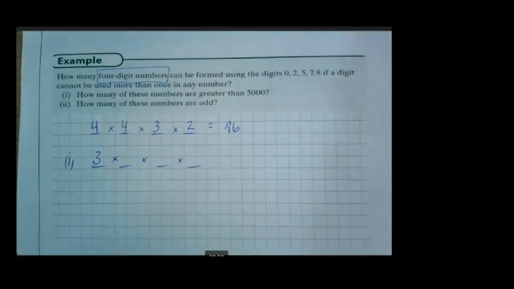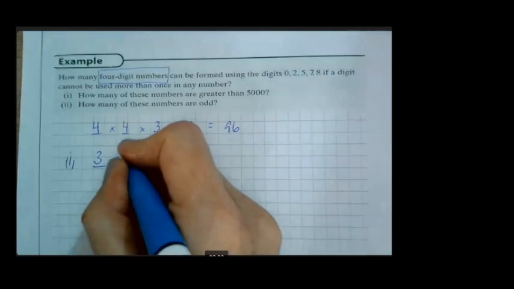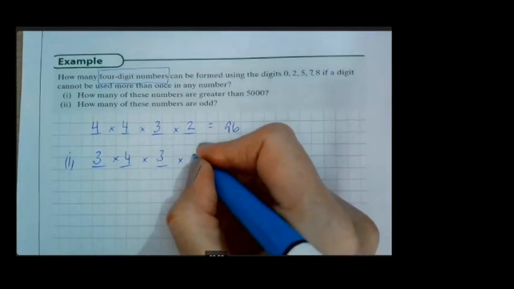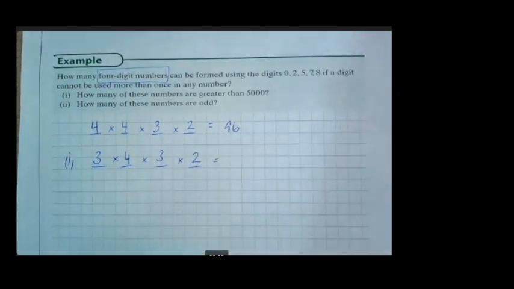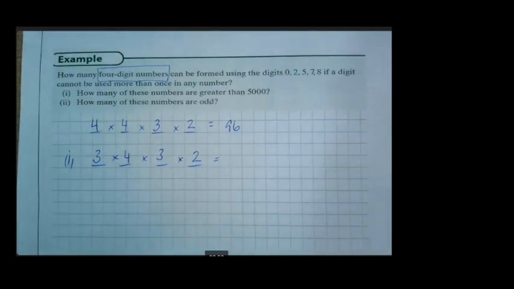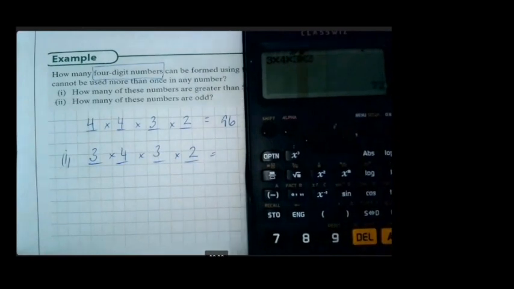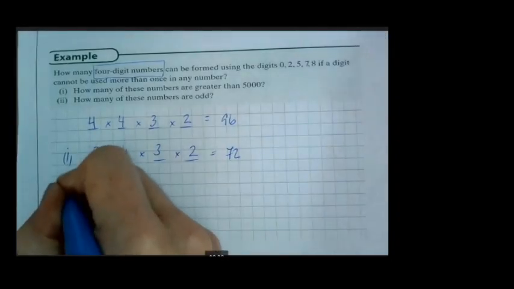position. Now, one of those numbers is in place and we can't repeat, which means there are now 4 options for the second digit and 3 options for the third and 2 for the last. So that gives me 3 times 4 times 3 times 2, which is 72. And now part 2.